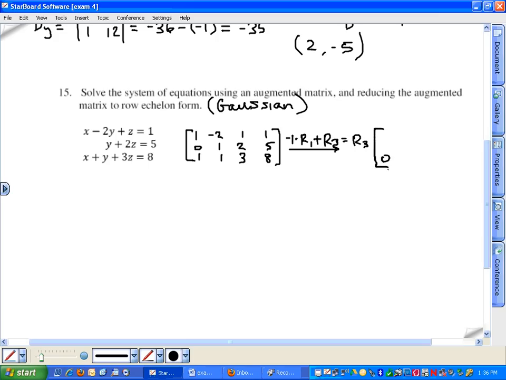So that's going to be 0 there. Negative 1 times 1 is negative 1 plus 1 is 0. Negative 1 times 2 is negative 2, plus 1 is negative 1. Negative 1 times 1 is negative 1 plus 3 is 2. And then negative 1 times 1 is negative 1 plus 8 is 7.